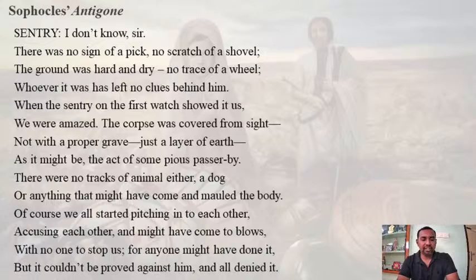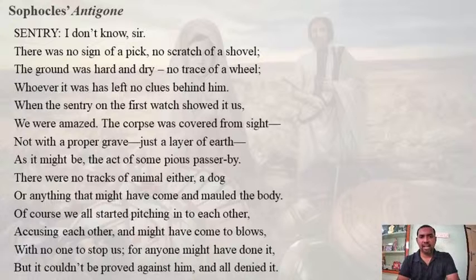When the sentry on the first watch showed it to us, we were amazed. The corpse was covered from sight, not with a proper grave, just a layer of earth. So the sentry is narrating to us the whole scene of the burial. They haven't seen the people who were watching the dead body. They haven't seen who did it, but this is how they found the dead body when they went to it. So it might be the act of some pious passerby.